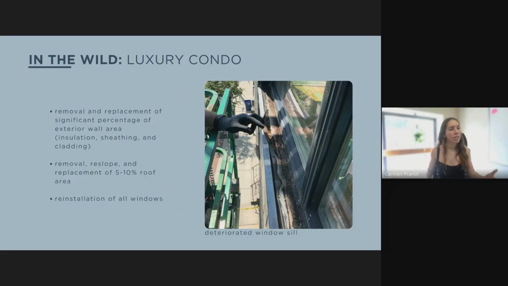And what we did find on the first half of the building that we uncovered was evidence to support a need for significant envelope restoration. That was removal and replacement of a significant portion of the exterior wall assembly. So that was the insulation, the sheathing, the cladding, removal, reslip, and replacement of about 5 to 10% of the roof area. And then also complete removal and reinstallation of all of the windows in the condos in order to flush them properly.